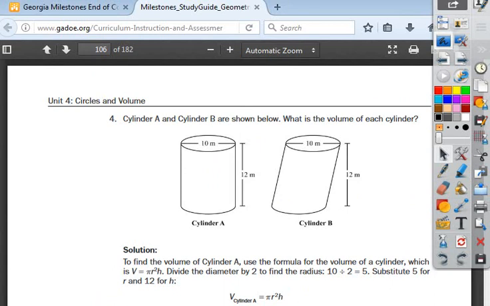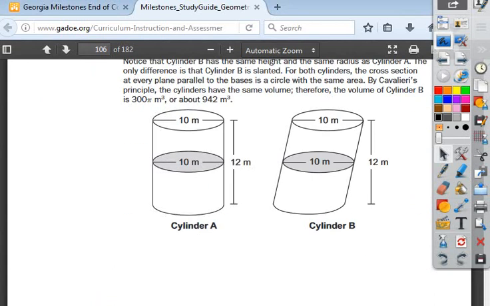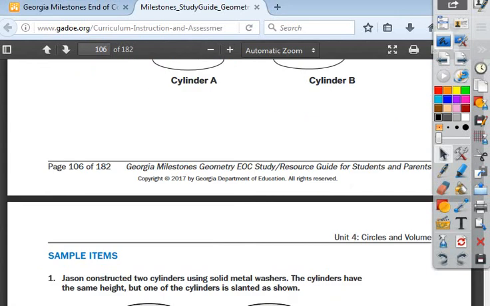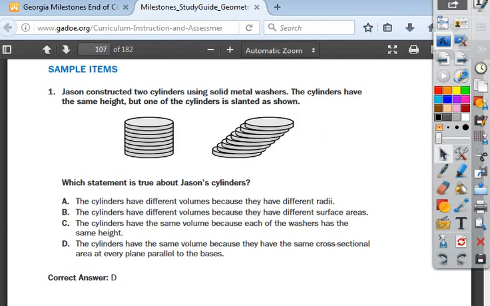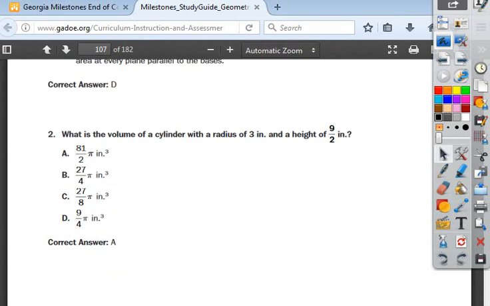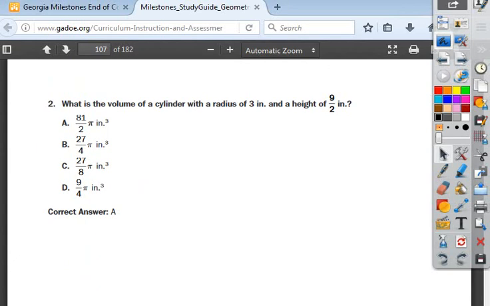And what it's called is Cavalieri's principle. So here's what it looks like. I've got the same amount of quarters or whatever. So it's going to be the same. So in this case, I'd be looking for the one that says they're the same. Volume of a cylinder, we're going to plug that into the formula. Plug it into the formula. All right, we'll stop there.